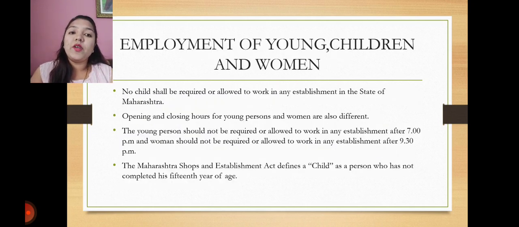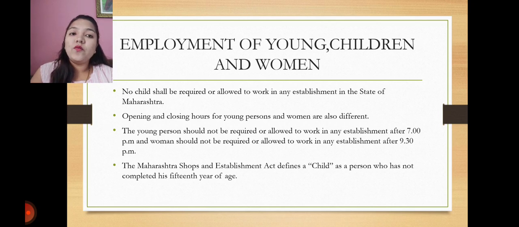Employment of young children and women. A young person means an employee who is above 18. The opening and closing timings also differ as per whether young persons, children, or women are working. If a woman is working, she is not required to be at the establishment after 9:30 p.m. And for a young person, the opening time should be 7 and the closing time should not exceed 9:30.